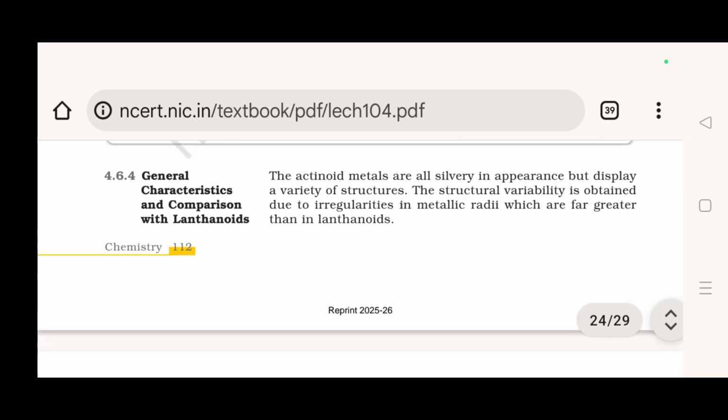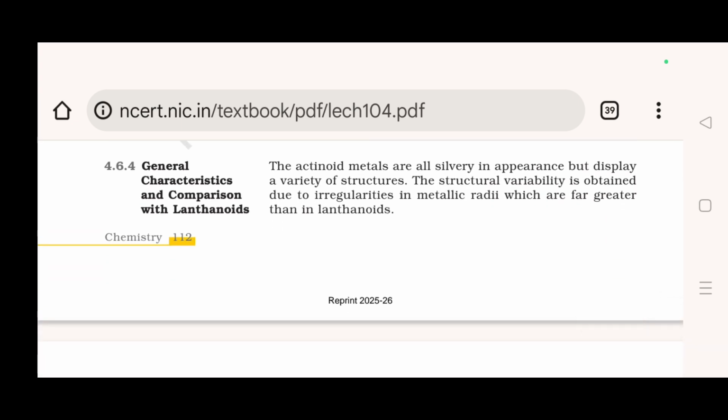Now we shall discuss the general characteristics in comparison with lanthanoids. The actinoid metals are all silvery in appearance but display a variety of structures. The structural variability is obtained due to irregularities in metallic radii, which are far greater than in lanthanoids.